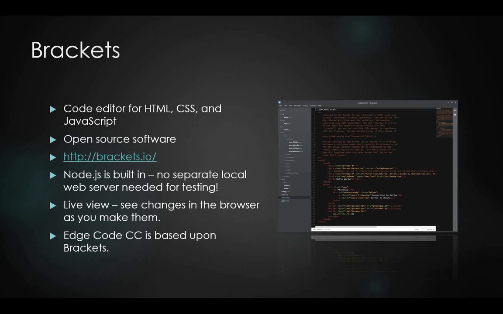Edge Code CC, which you may have heard of, is actually Adobe's branded version of Brackets. Brackets itself is under community control. It's not like an Apache project like Flex or Cordova is, but it is hosted on GitHub. People can contribute to it and do contribute to it. Brackets has a new sprint every couple weeks, and then Adobe will take that code base and create Edge Code from it, at different milestones.